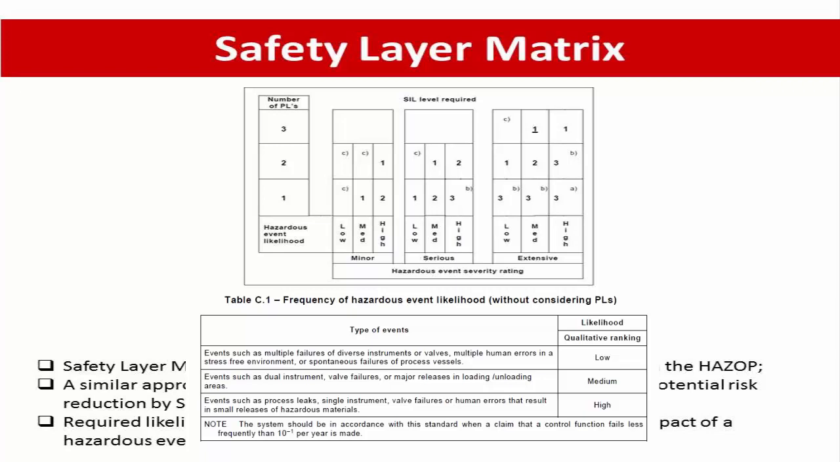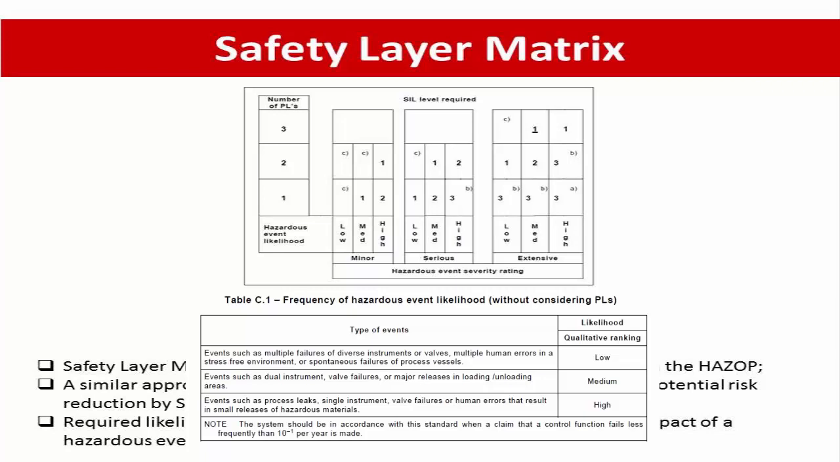Medium can be classified as an event such as a dual instrument valve failure or a major release in a loading and unloading area, or a high event such as a process leak, single instrument valve failure, or human error that results in a small release of hazardous material. It can be classified as the high likelihood.